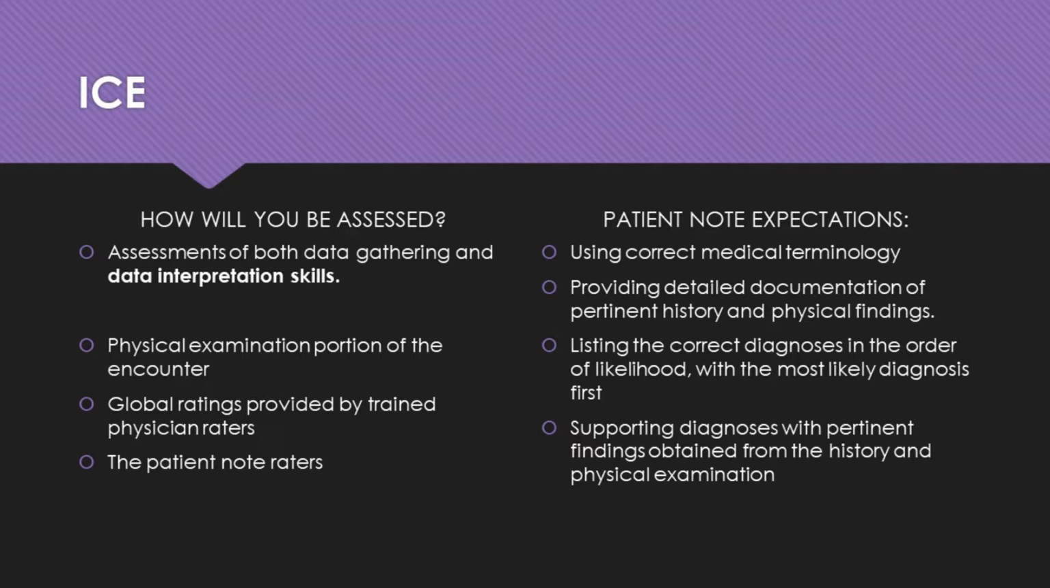Obviously, exudate will not be there on a standardized patient because most patients are normal. So maybe if they have a bruise and their hand is painted red or something, you can document these physical examination findings. Listing the correct diagnosis in the order of high likelihood. If MI is very high on the priority, write it as the first diagnosis, not the last diagnosis. And having supporting diagnosis and pertinent findings obtained from history and physical examination.